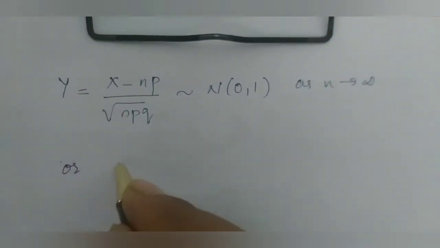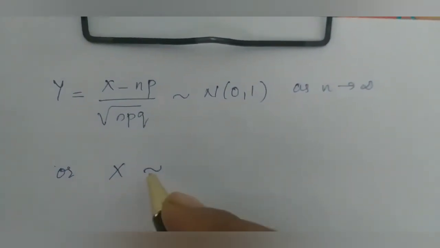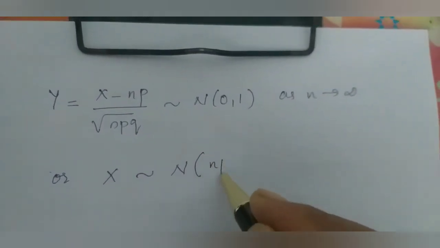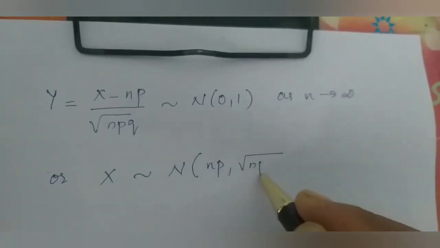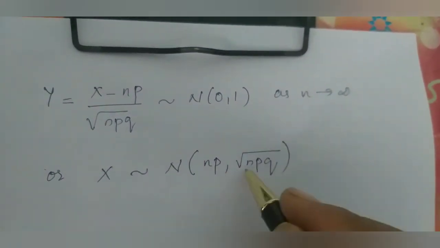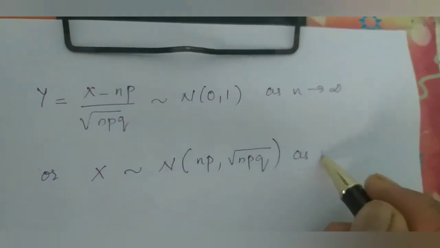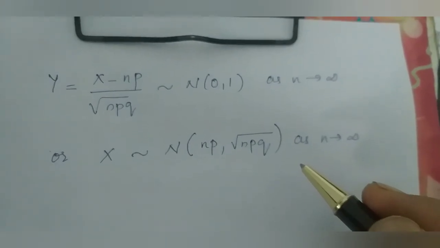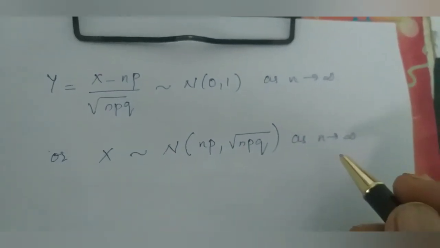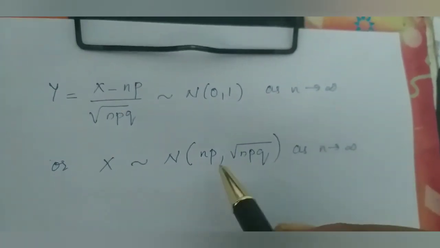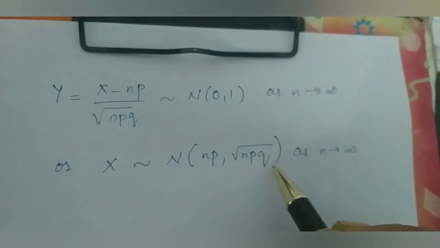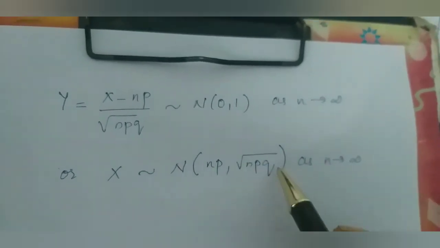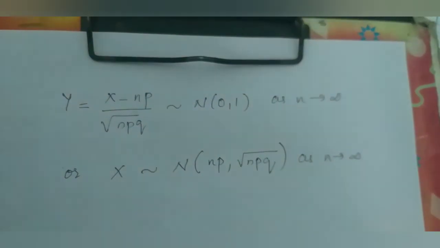Or we can write this as x follows normal with the mean np and standard deviation root of npq. If you are writing the variance, it becomes npq, as n tends to infinity. This is the condition for binomial tends to normal as n tends to infinity, but the mean and variance change: mean as np and variance is npq, or if you are writing np and standard deviation, it is root of npq. Okay, thank you.